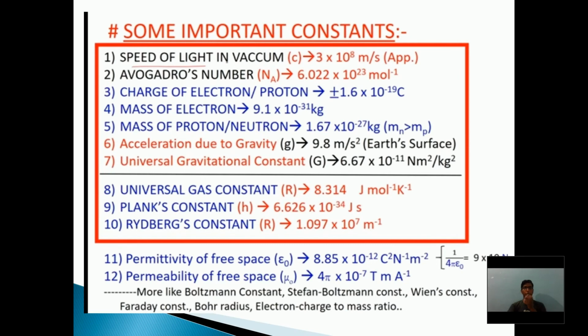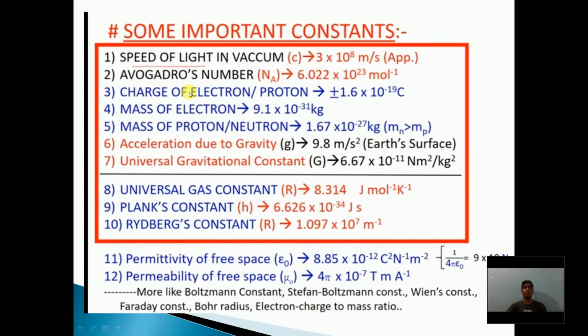Now coming to some important constants. Already in 9th and 10th you learned some constant values. But whenever you go to the intermediate level, we learn many constants that are very useful for us in solving problems. So here the first one, speed of light in vacuum, 3 into 10 to the power of 8 meter per second. You have learned this already.